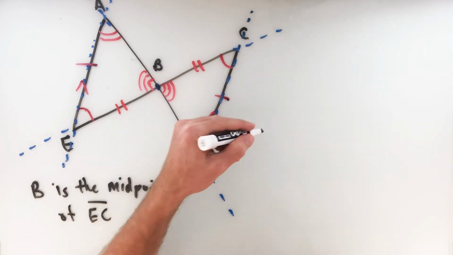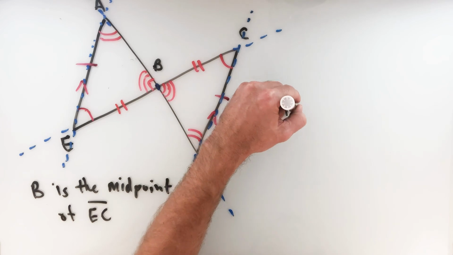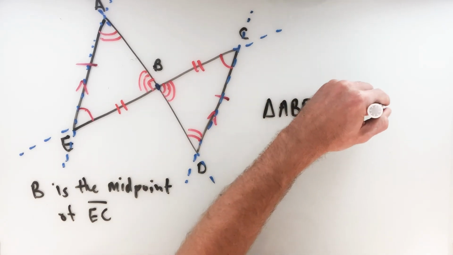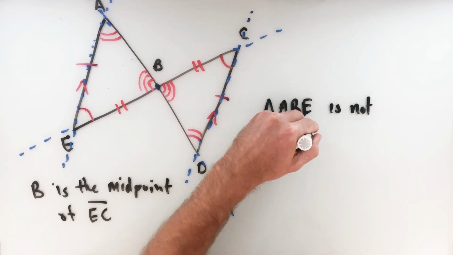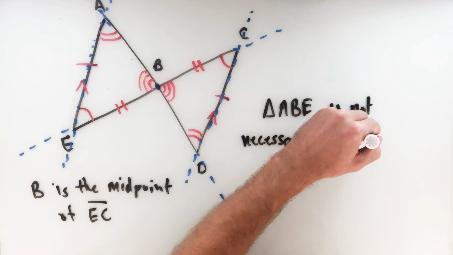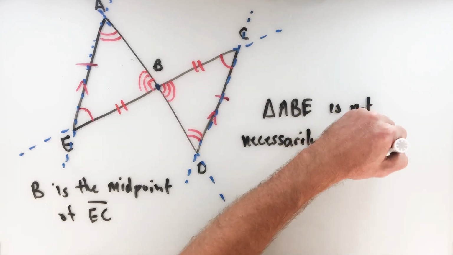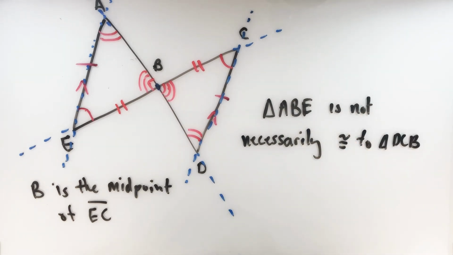Okay, so we'll just do this. We'll say triangle ABE is not necessarily congruent to triangle DCB. We just don't have enough information at this point to say that those two triangles are congruent.